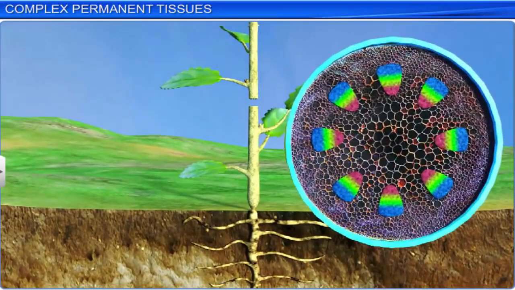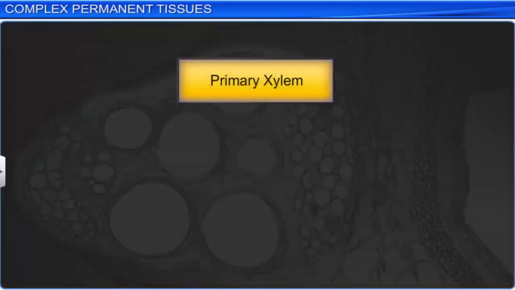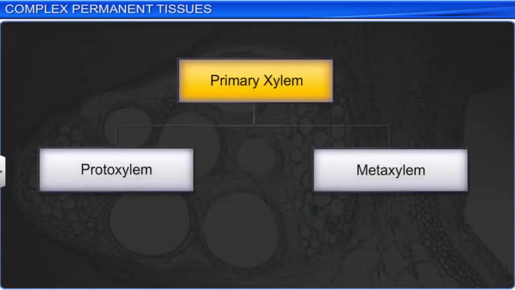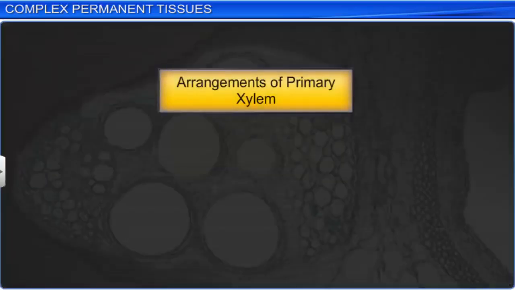We'll now learn about primary xylem, which consists of the young cells produced from meristematic tissues by the differentiation process. Primary xylem is of 2 types: protoxylem and metaxylem. The primary xylem elements formed in the beginning of a plant's life are known as protoxylem. On the other hand, the primary xylem elements formed in the later stages are known as metaxylem. The arrangements of primary xylem are endarch and exarch.